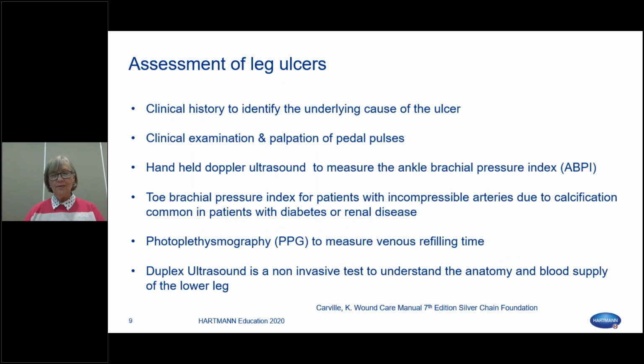Photoplethysmography is a non-invasive test that measures the venous refilling time, giving a more accurate picture of the venous circulation. And finally, a duplex scan is another non-invasive test to help understand the anatomy and blood flow of the lower leg.